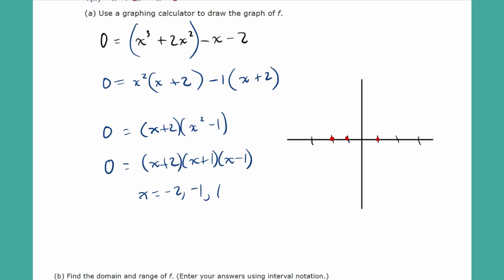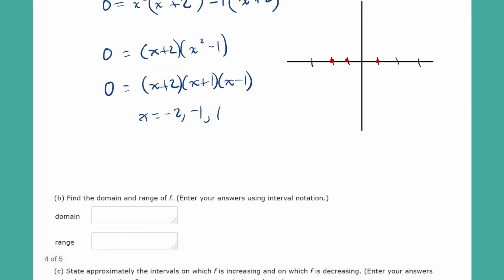So if you plug in -3 here, so I'm going to test -3. I'm going to test -1.5.